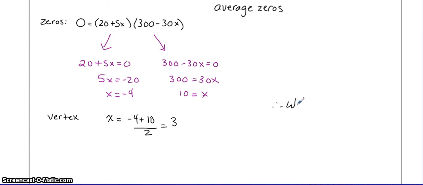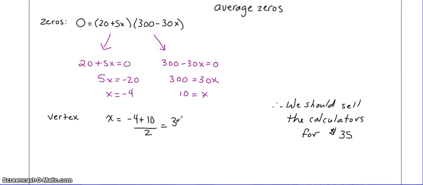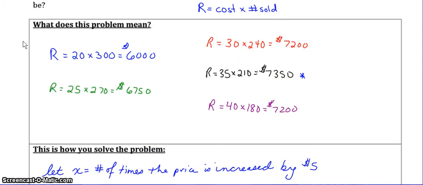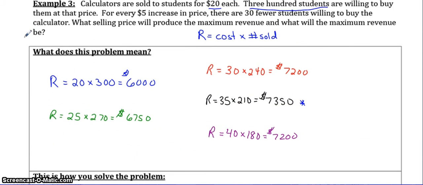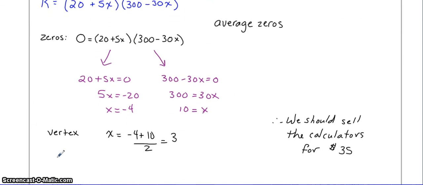So therefore, we should sell the calculators for 20 plus 5x, so 20 plus 5 times 3, that's equal to $35. Because x was how many times we had to add $5 to the price. Now, because this question does ask what will the maximum revenue be, that means we do have to figure out what the maximum revenue is.